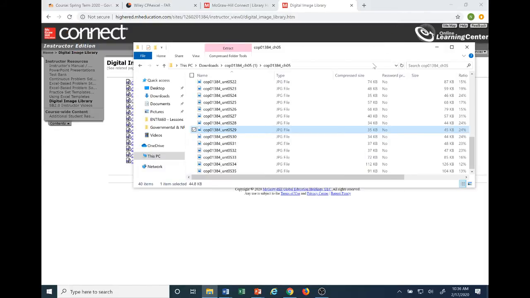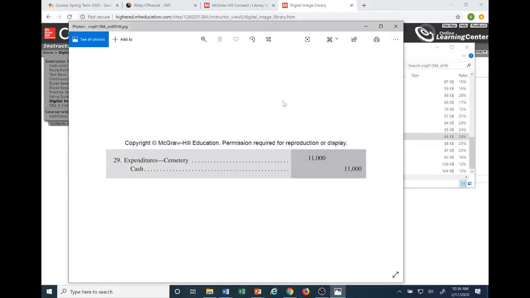Then it says during 2020, $11,000 was expended for cemetery maintenance. Remember, this is coming out of the interest, right? Because we can't touch the principal. So of that $12,000 interest that we just received, we're going to spend $11,000 of it now, right? So obviously, we're going to debit expenditures for the cemetery of $11,000 and credit cash of $11,000.